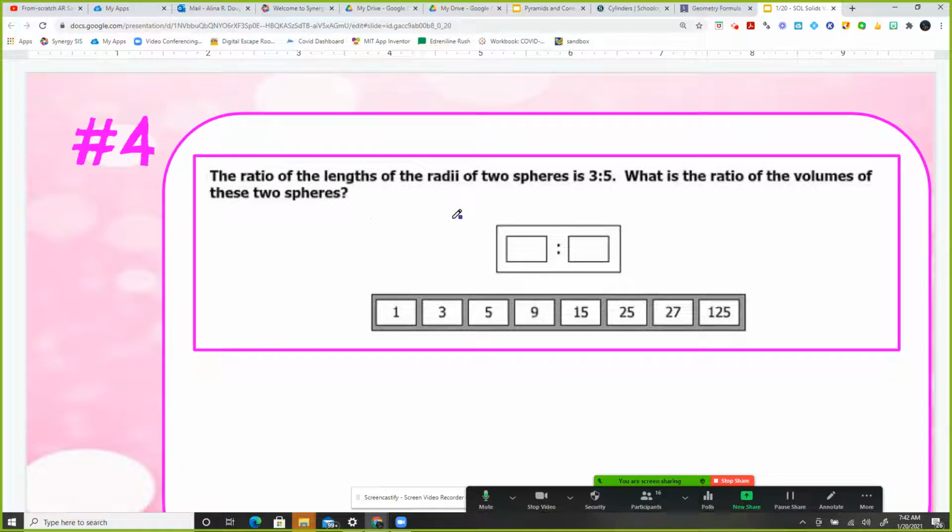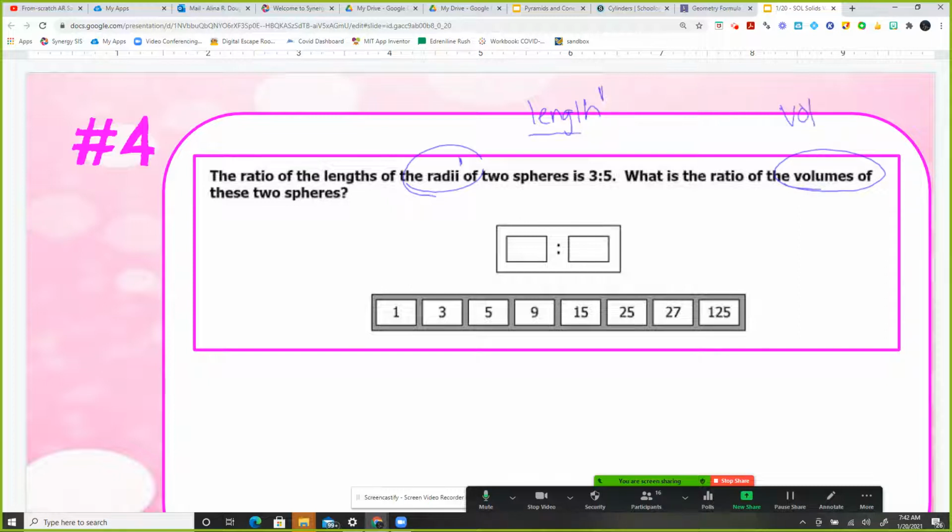The ratio of the lengths of the radii, what's the power for radii? Is it a power of 1, a power of 2, or a power of 3? Radius is a length. Length is a line, so that's just going to be like meters, inches, centimeters, whatever it is, a power of 1, right? What is the ratio of the volume?